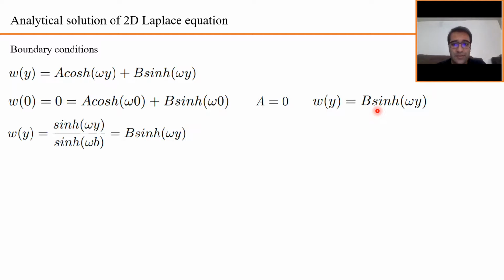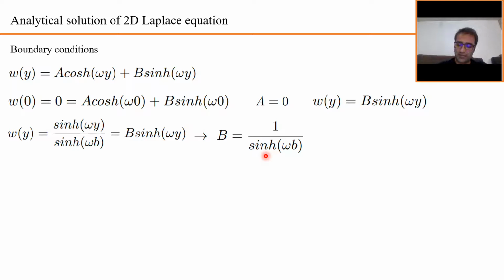And at the right boundary condition, we defined that for all values of y from 0 to b, at this boundary the value of wy should be in the form of sine hyperbolic omega y divided by sine hyperbolic omega b. And this is equal to our function. I put just the boundary condition here. And from this, we can easily see that b can be in the form of 1 over sine hyperbolic omega b.